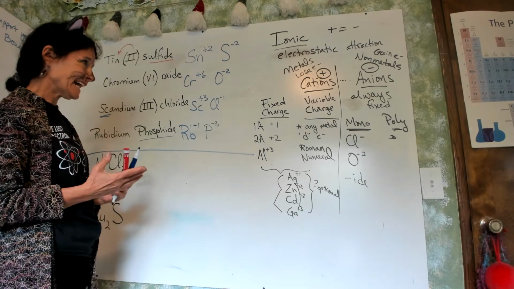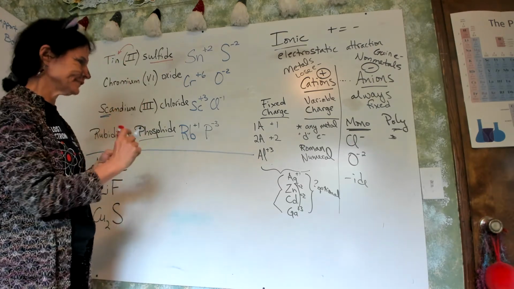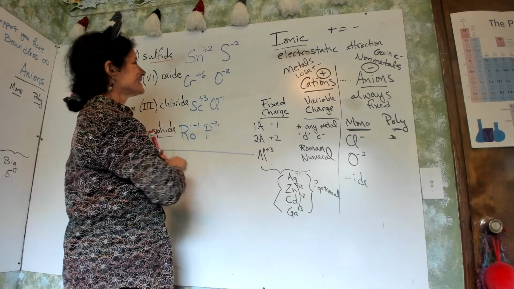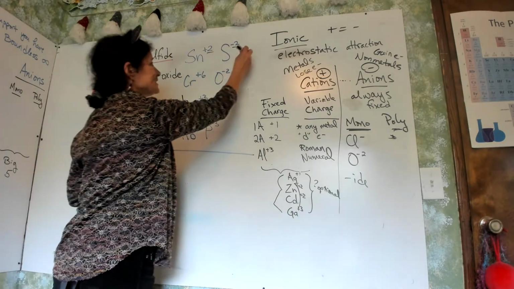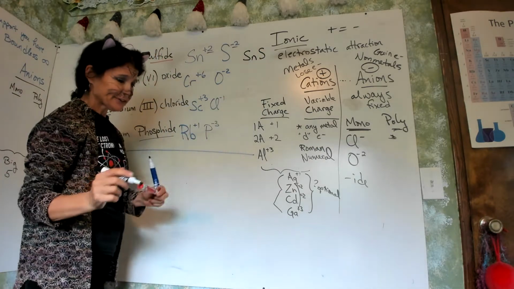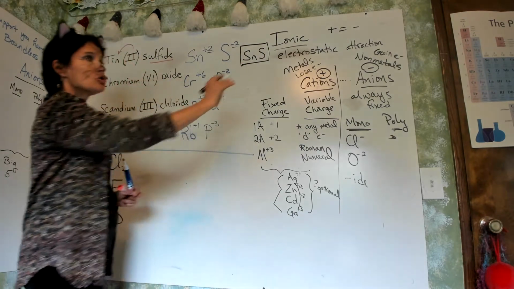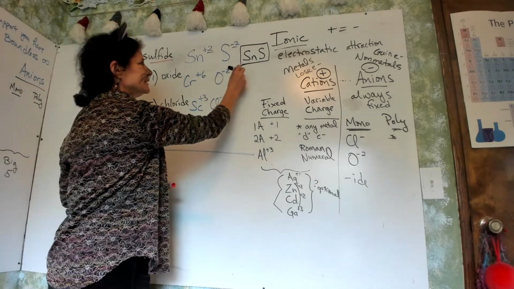All right, that was the ions. You're going to write the ions, and then we're going to put it together. All right, here we go. If they're the same charge, just put it together. SnS. Capitalizing matters when you write formulas. No charges in the final answer. All right, this one.